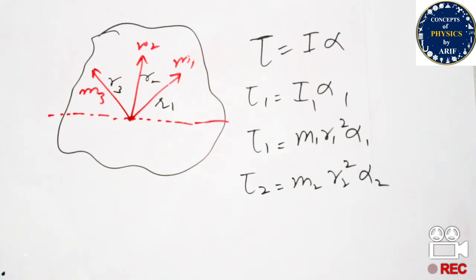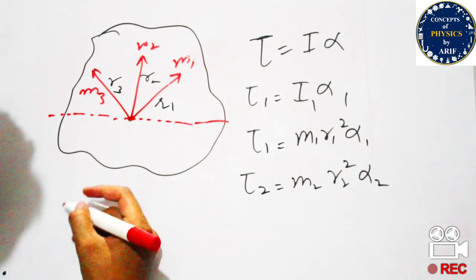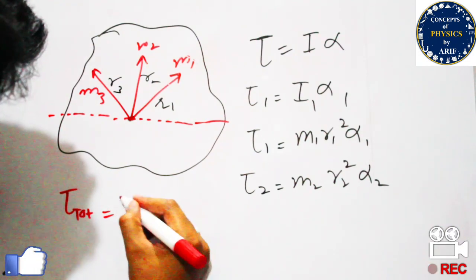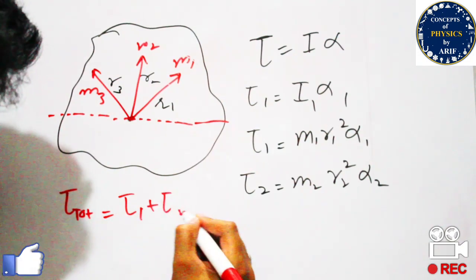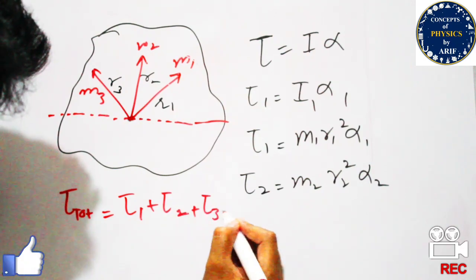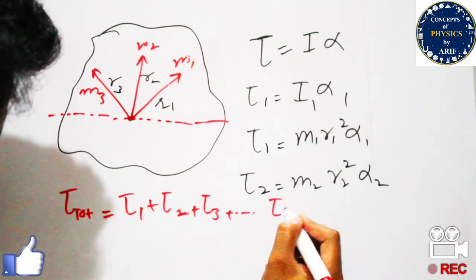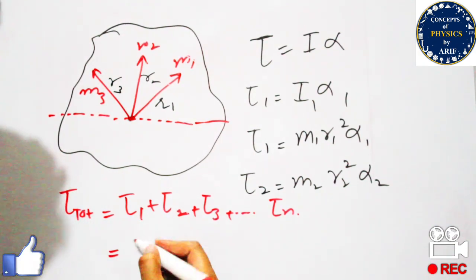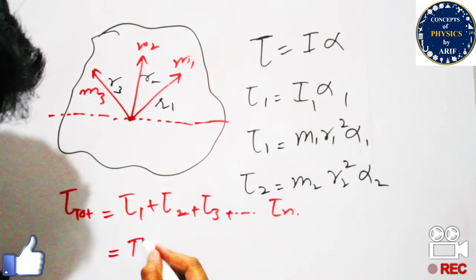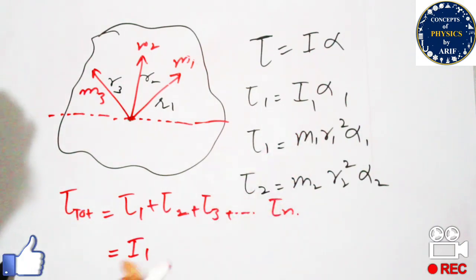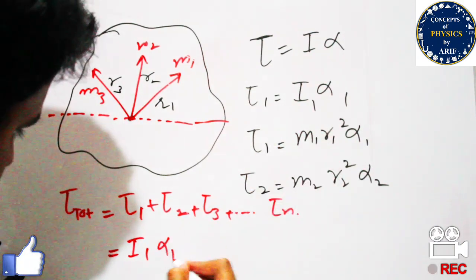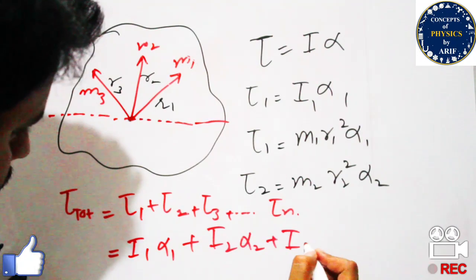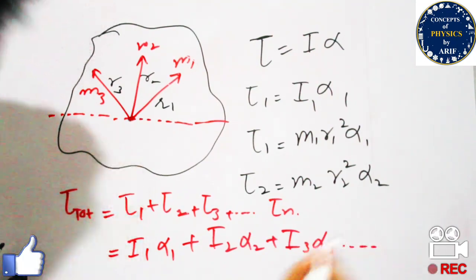We will find the total torque. Total torque is equal to the sum of all the torques, tau 1 plus tau 2 plus tau 3 and so on up to tau n. The total torque will be I1 into alpha 1 plus I2 into alpha 2 plus I3 into alpha 3 and so on.